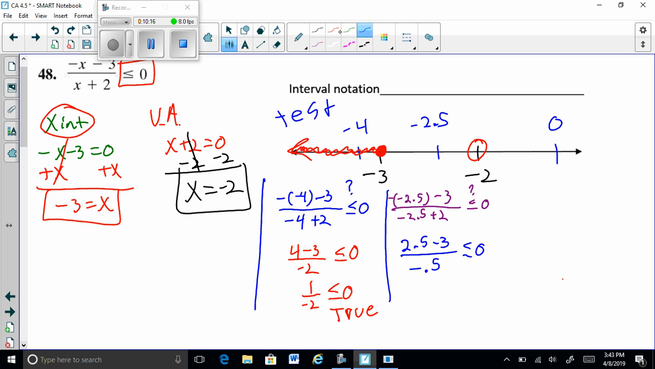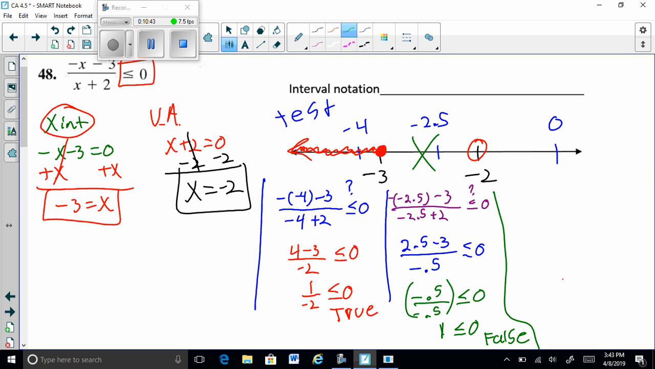All right, and then when you simplify the top, you're going to get a negative 0.5 over negative 0.5 less than or equal to 0. Well, negative 0.5 divided by negative 0.5 actually turns to a positive 1 less than or equal to 0. That is false, okay? 1 is not less than or equal to 0, so we're not going to shade that area.